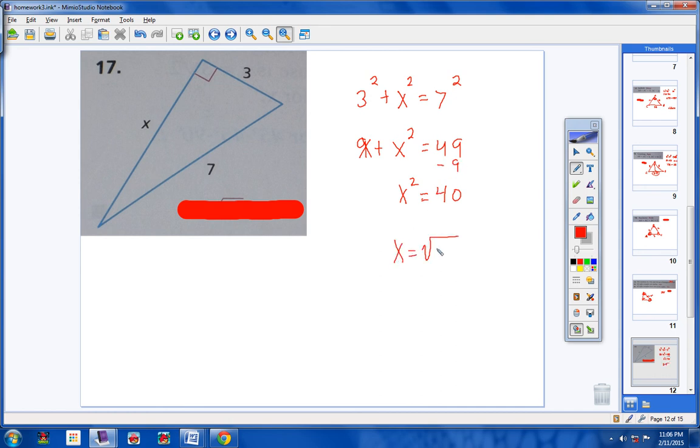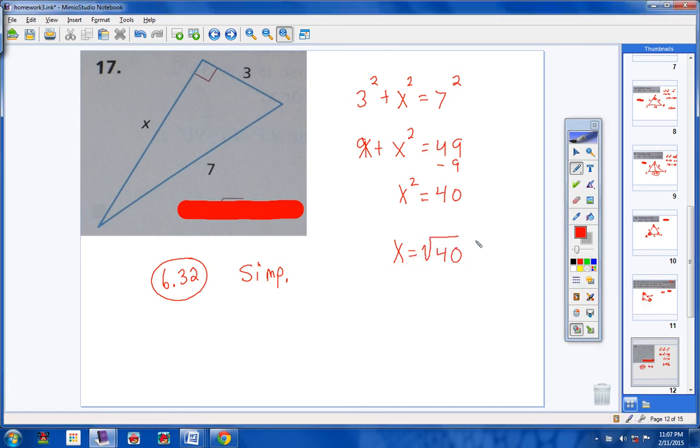Now, listen to me. It's okay for you to type it into your calculator. That's called solving it. So one answer will be 6.32. But also on a test or a quiz, I might ask you to simplify it. And if I do, you better be able to do that. Think of all of your perfect squares.